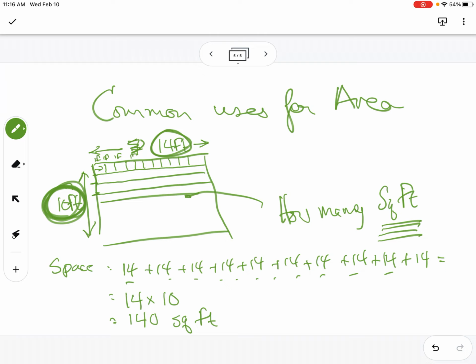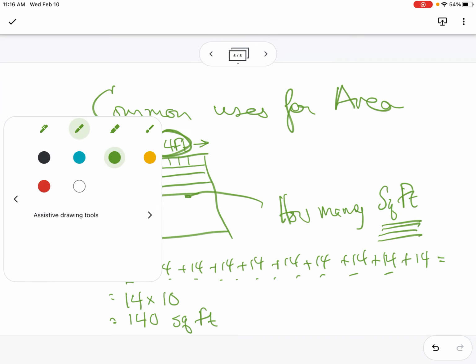So if I'm going to go to the flooring shop and buy some flooring tiles, I'll need 140 tiles that are 1 foot by 1 foot square, or 140 square feet of carpet, or 140 square feet of linoleum, whatever it is I want to cover my kitchen floor with, because we're covering space.